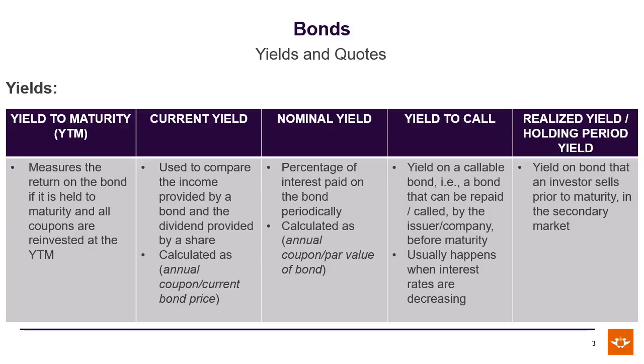Now, we're looking at some traditional bond yields. We've been introduced to the yield to maturity. We know that this measures the return on the bond if it is held to maturity and all coupons are reinvested at the yield to maturity.